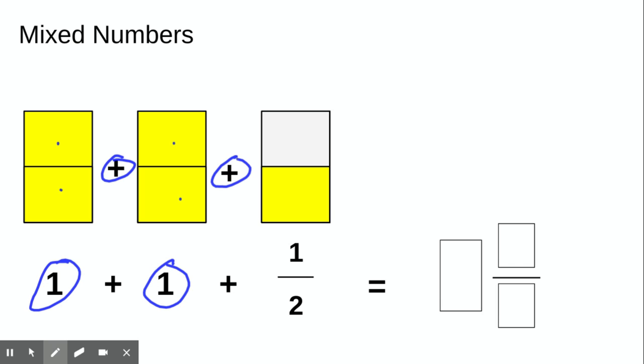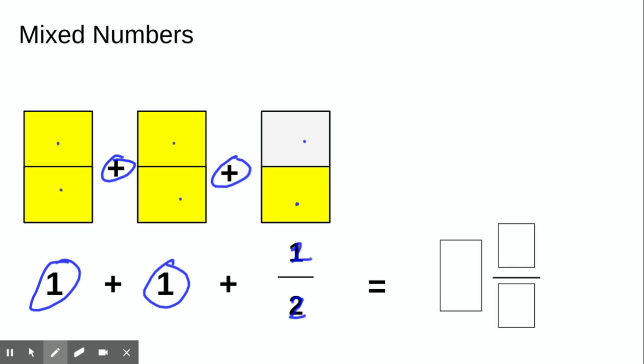Then we're adding one more. I see this one is split into 1, 2 equal parts. So 2 would be our denominator. And I see 1 of those equal parts is shaded yellow. So 1 would be our numerator. And we would get 1/2. But now we have to add them all together.